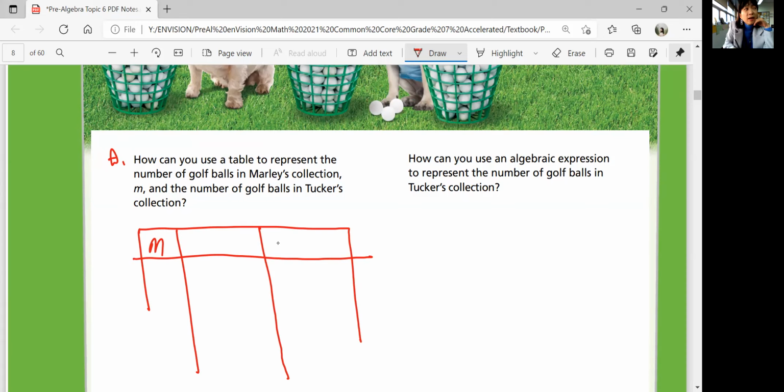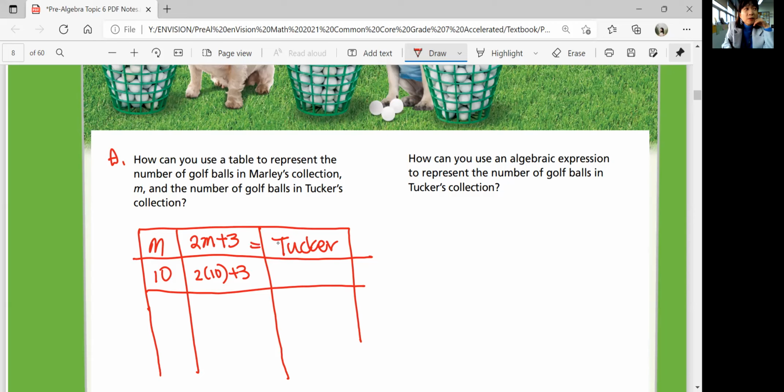So if Marley has 10, we're going to show work in the middle section and then figure out Tucker's number. If Marley has 10, how many balls does Tucker have? Tucker has 2 times Marley plus 3, right? So 2 times 10 plus 3. So what is your equation? You have 2m plus 3 to get Tucker's equation.